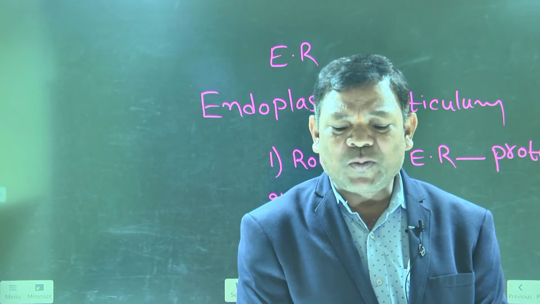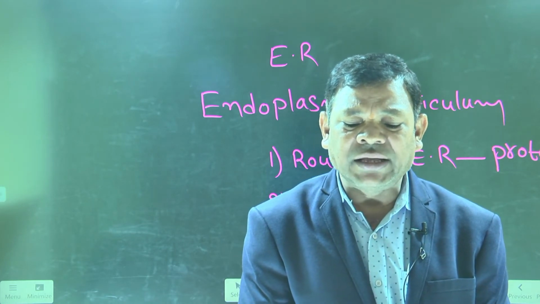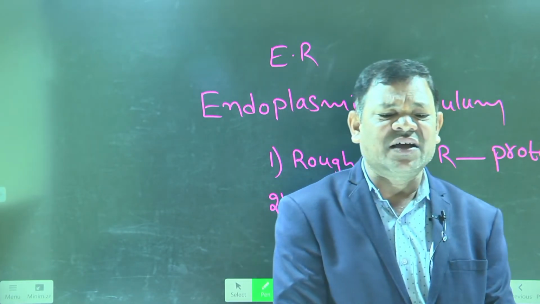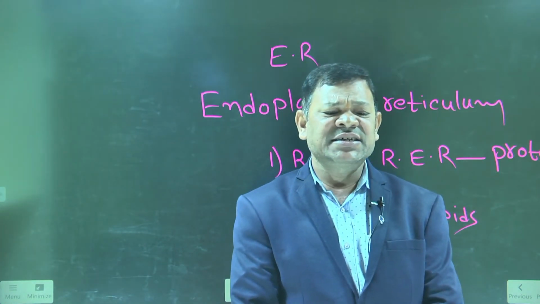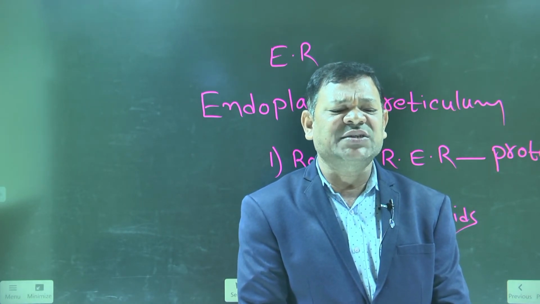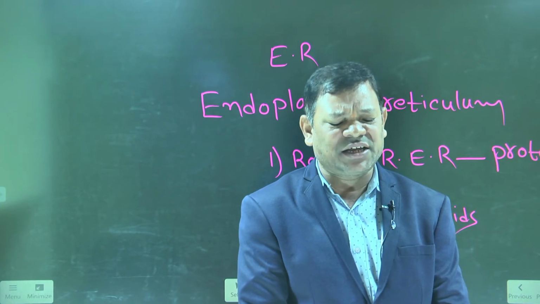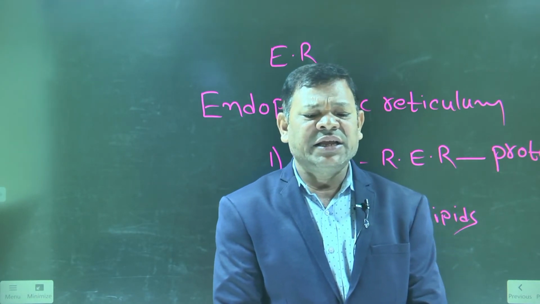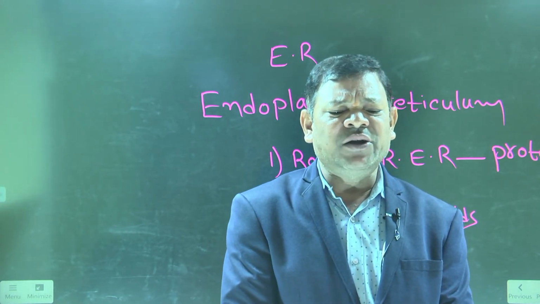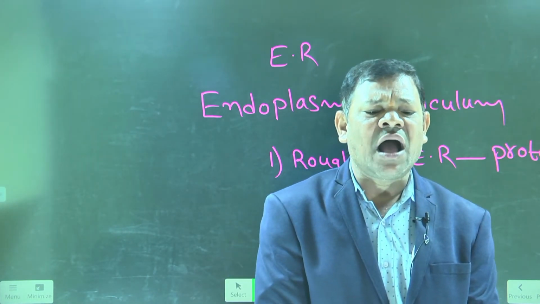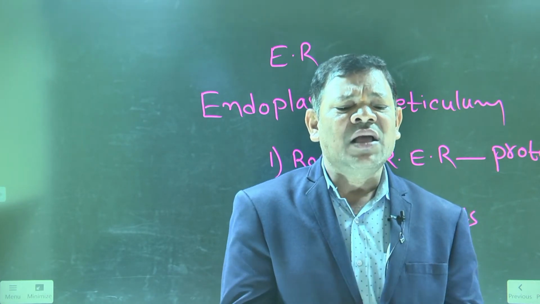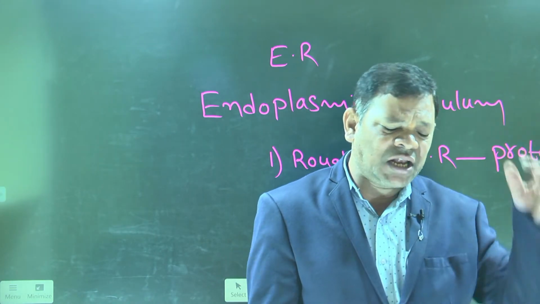And here is one more point you can learn: membrane biogenesis. What is the meaning of membrane biogenesis? It is the synthesis of lipids, especially in the smooth endoplasmic reticulum. The endoplasmic reticulum is a double membrane structure, present in all eukaryotic organisms, and it helps in transportation.